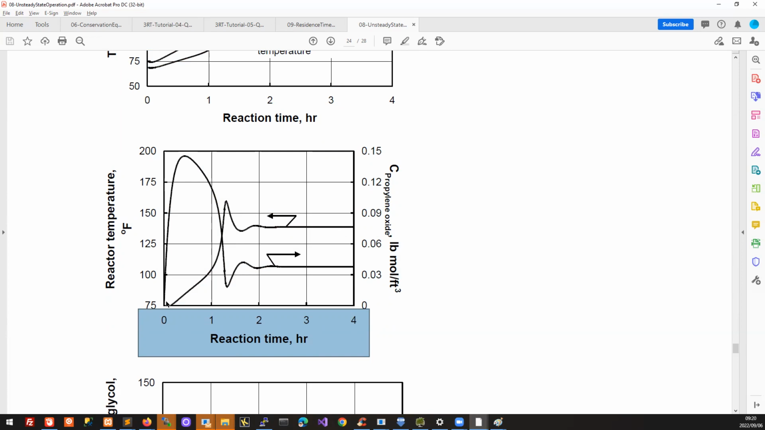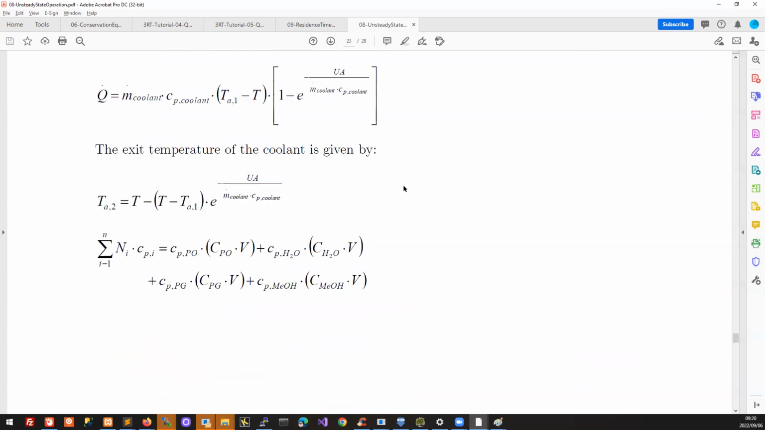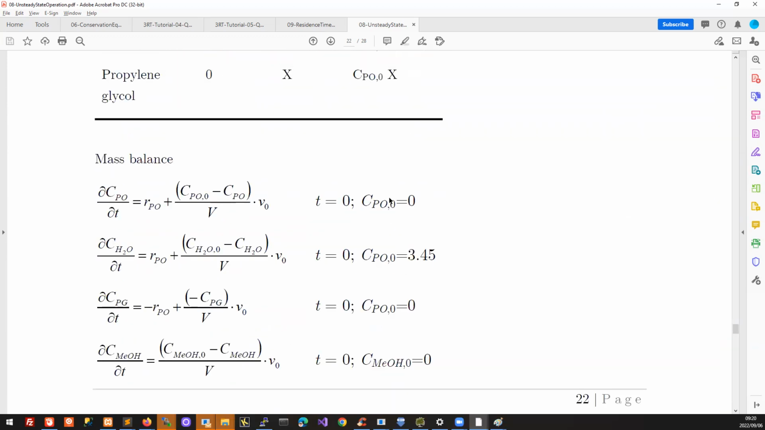And then by the same token, the reaction rate was very high initially, right? That's why the temperature rose like that, because the reaction rate was so high. And it was also that we were simply feeding propylene oxide to the, let's see, propylene oxide.